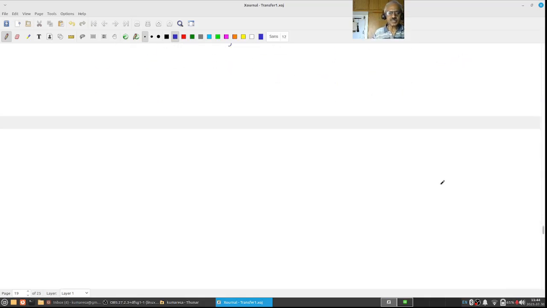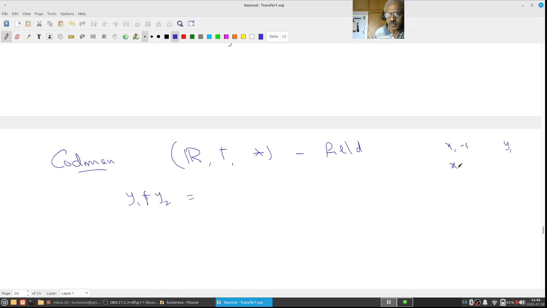So now you can see something very interesting. What is that? On the codomain, I have R, I have a dagger, I have a star, and it becomes a field. And what is y1 dagger y2? I don't remember, but let me see. y1 corresponds to x1 minus 1, and y2 corresponds to x2 minus 1, and y1 dagger y2 goes to x1 plus x2 minus 2, which by definition is y1 plus y2 minus 1.